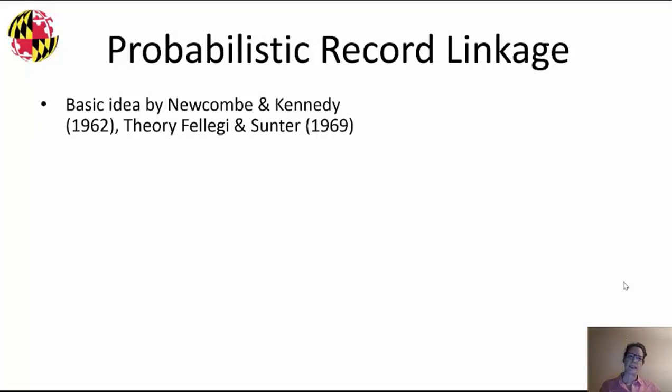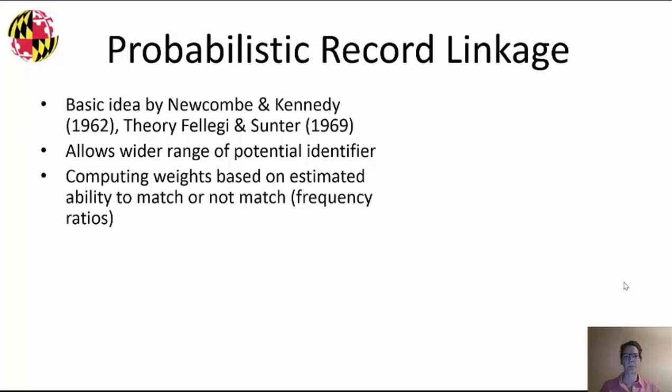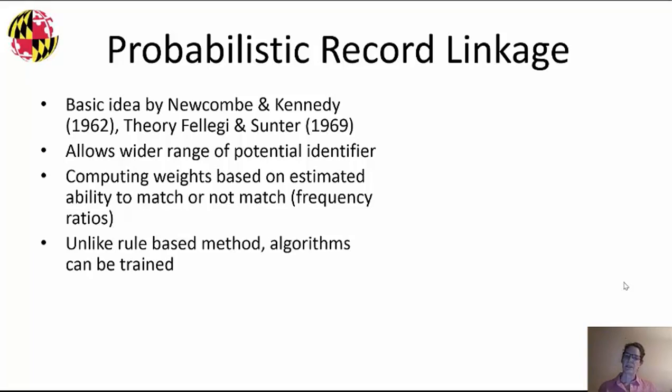The basic idea is quite old, from Newcombe and Kennedy in the 60s, and the theoretical piece to that was developed by Fellegi and Sunter. Here, in this approach, a wide range of potential identifiers or keys can be used for record linkage. Computing the weights is based on estimated ability to match or not match them. So there's a frequency ratio that gets computed. I'll show you in a second how that works. And unlike the rule-based method that we just talked about, here we can use algorithms that can be trained.